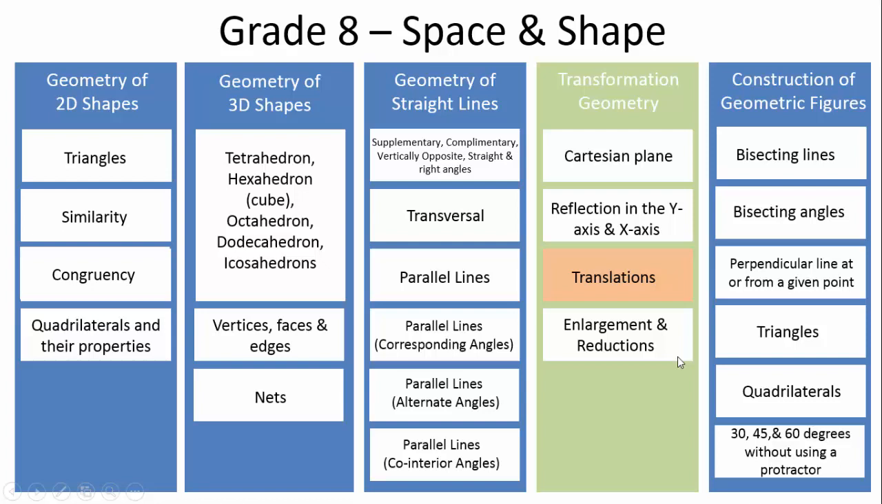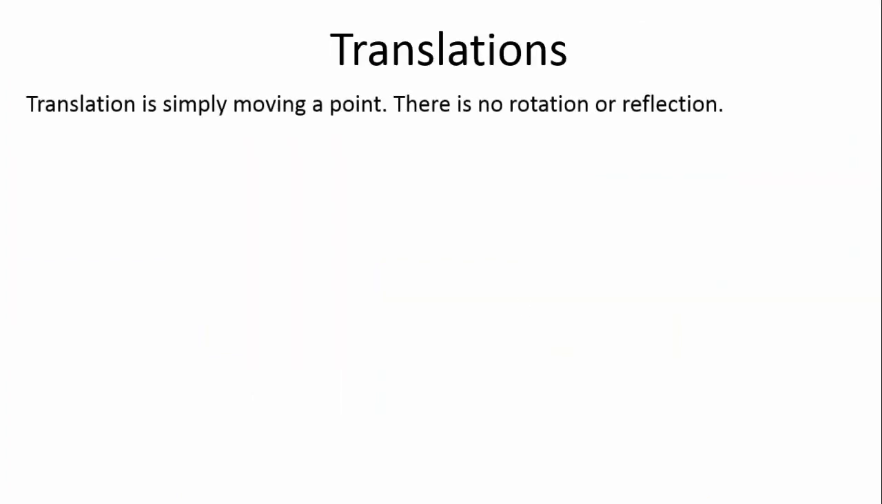Okay, grade 8, now we're doing translations. Now this is transformation geometry, so transformation is any kind of change. A translation, as you will find, is a simple change. Let's have a look at that example with the snail. So translation is simply moving a point. There's no rotation and there's no reflection.